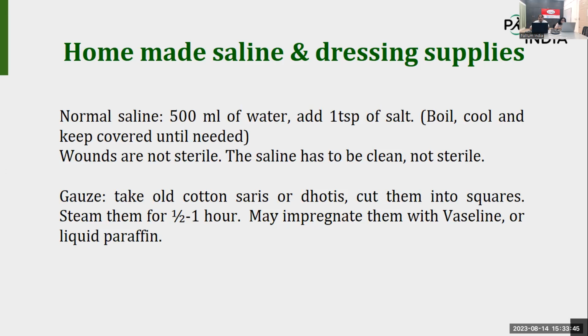So next, how to prepare gauze, right? Cotton and gauze are also costly. So what we can suggest is to take an old cotton saris or dhotis, cut them into squares and steam them for 1 to 1.5 hours, and they may be impregnated with Vaseline or liquid paraffin. So that is how we can tell them to make a gauze.